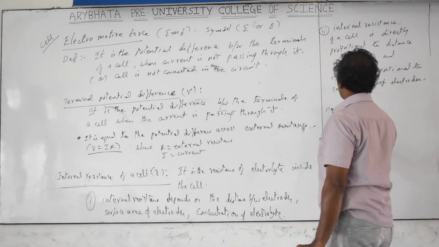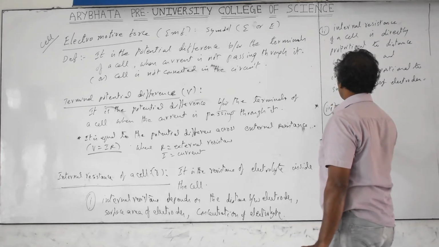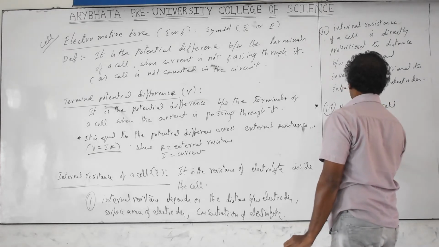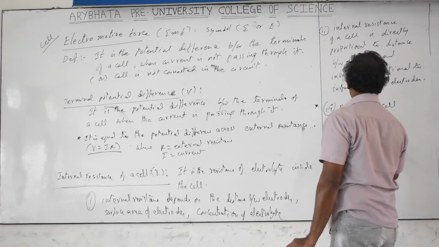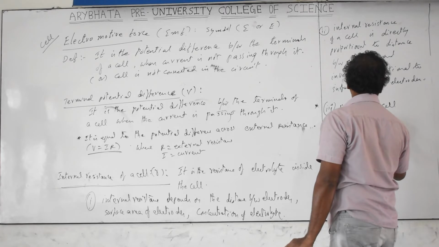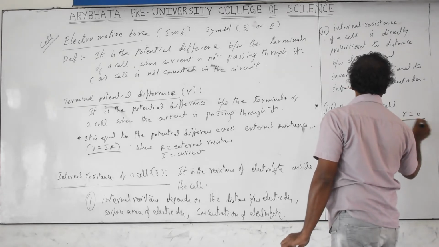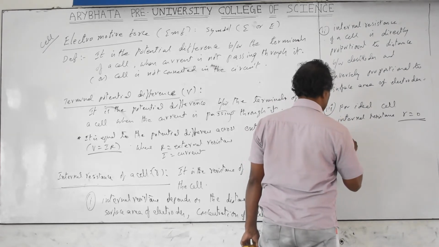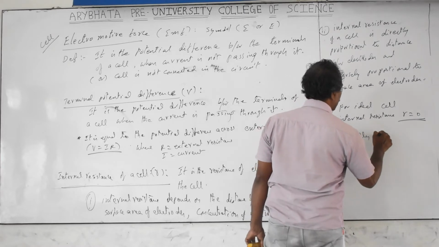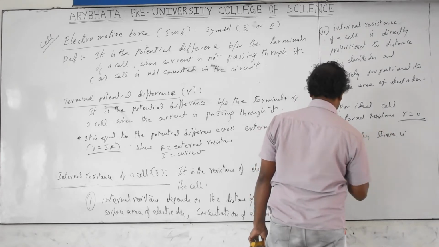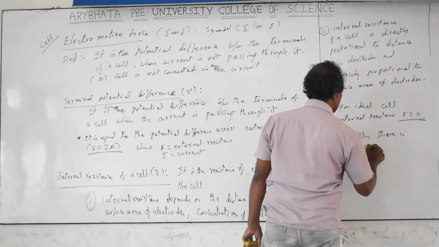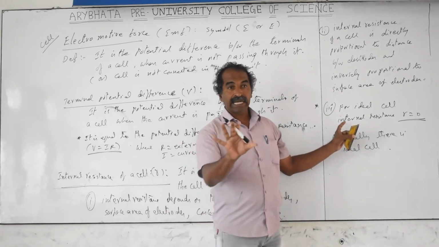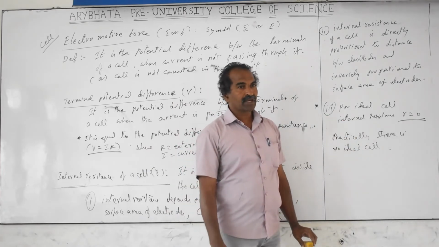Next important thing is for an ideal cell. This part is important. For an ideal cell, the internal resistance r equals 0. Practically there is no ideal cell; all have some internal resistance. But if they say that the cell is ideal or to neglect the internal resistance, they will give you the conditions, and then r is equal to 0.